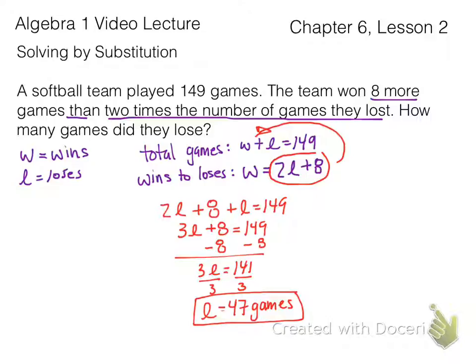So out of 149 games, they lost 47 of them. That's not bad. That's not bad at all.